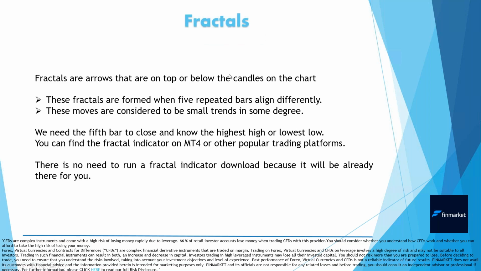So fractals are, let's say, arrows on the top or below the candles on the chart. These fractals are formed mainly when 5 repeated bars or candlesticks align differently. They have some sets of formations that, when these fractals are in line with these formations, give us some degree of a small trend reversal.